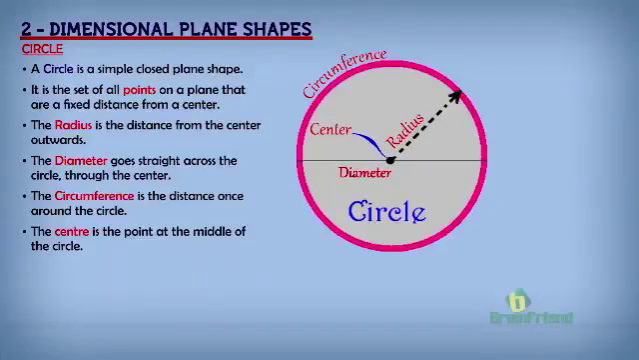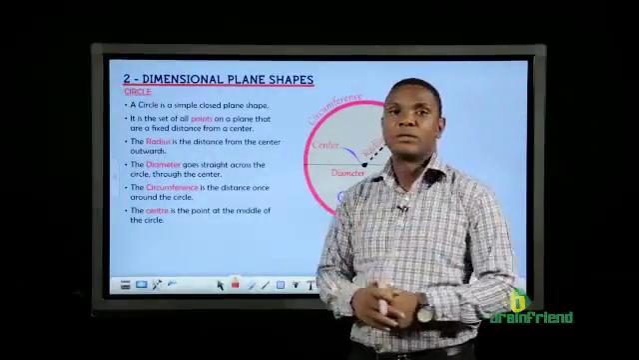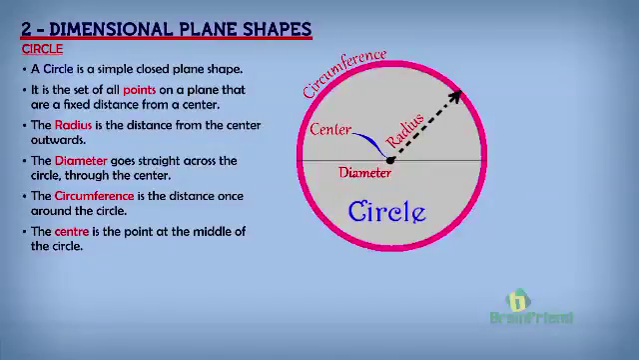Finally, let's look at another shape that is a two-dimensional shape, the circle. The circle is a very popular shape. It is round in nature. A circle is a simple closed plane shape. It is closed. It is a set of all points on a plane that is a fixed distance from a center. This is what we're trying to explain.